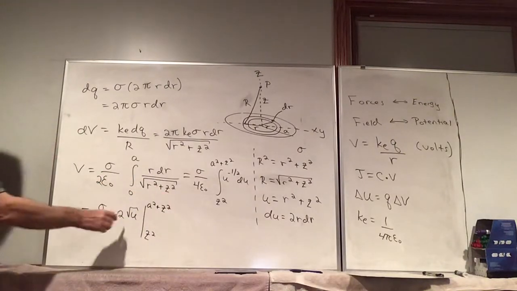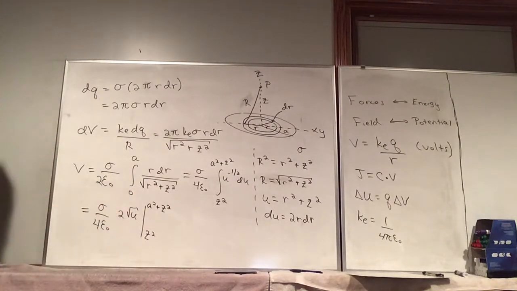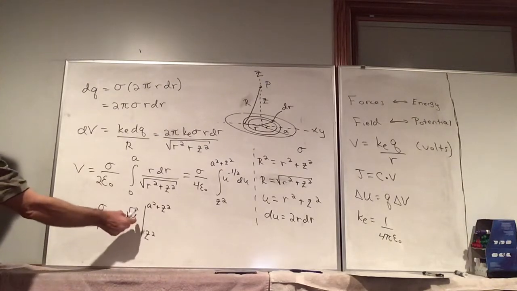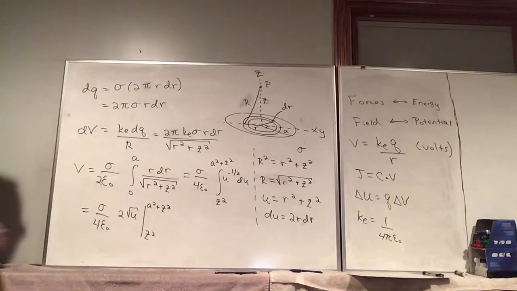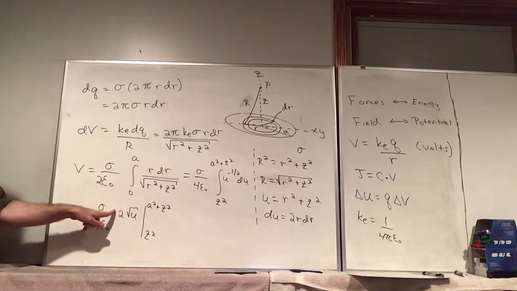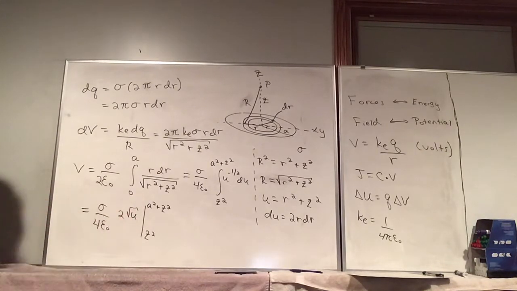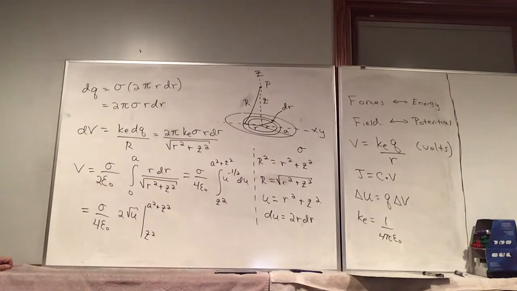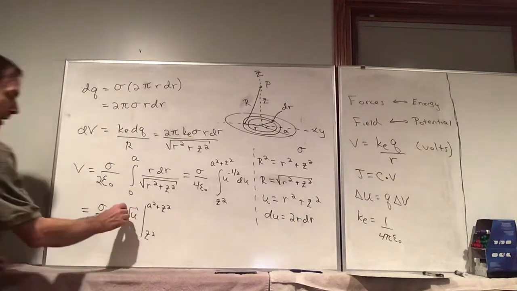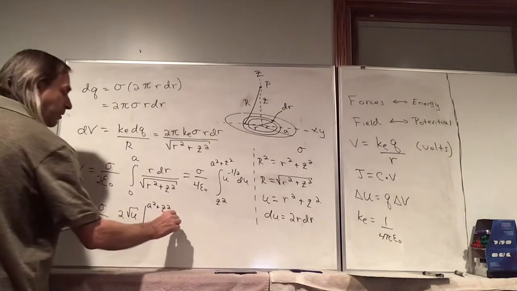So, easy to check. 2 u to the 1/2, if you take the derivative of u to the 1/2 is 1/2 u to the minus 1/2. So the 1/2 cancels out the 2. And then we get u to the minus 1/2. So then we just plug in the limits. Now this 2 and the 4, they partially cancel out.